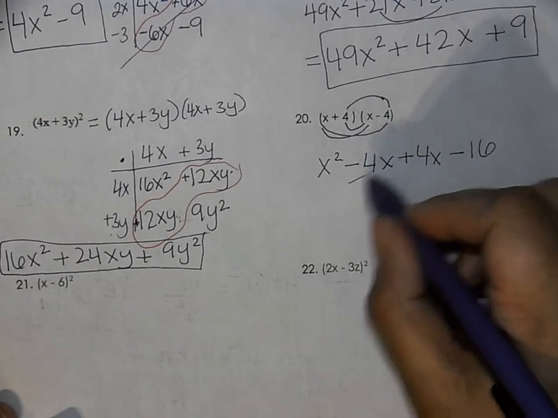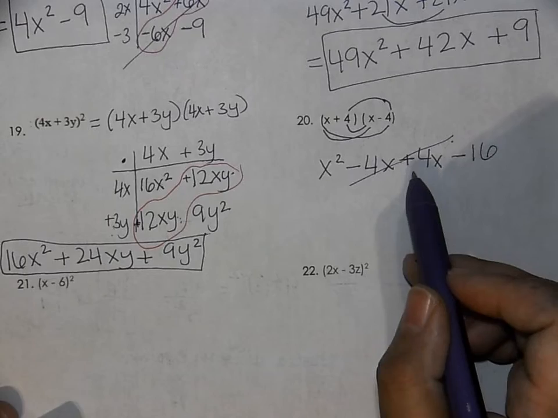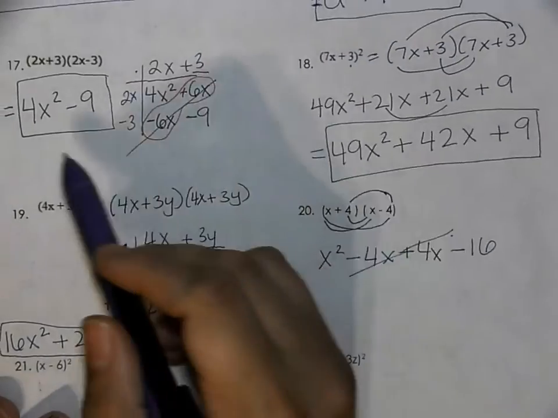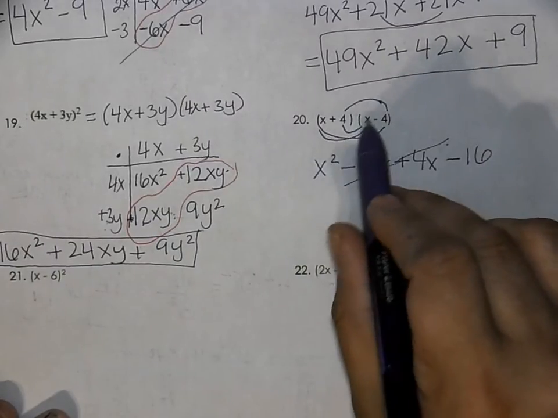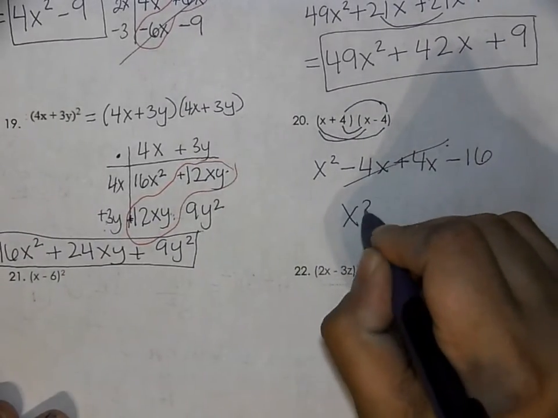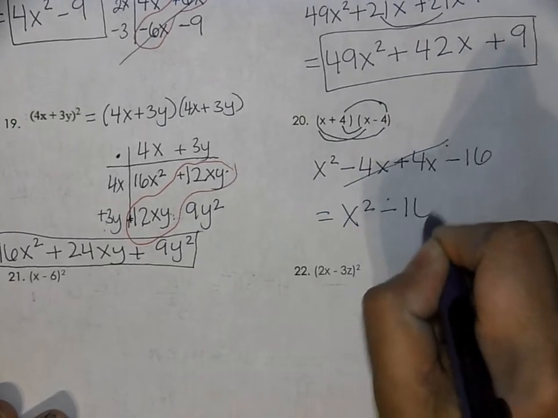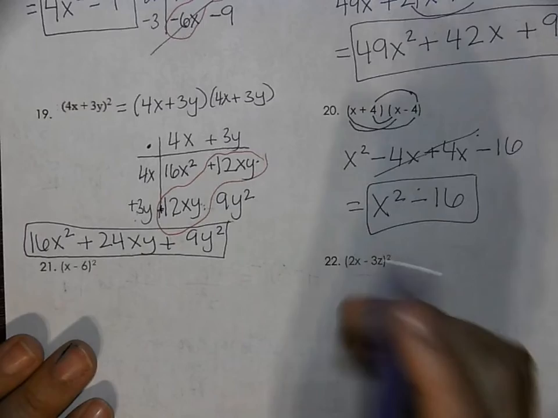And then if you notice here, the x's are gone. The positive and the negative cancel again, just like number 17, that's what happened here as well. So when you have opposite signs like that with the exact same terms, that's what's going to happen. So your final answer will be x squared minus 16. All right, we are almost done here.